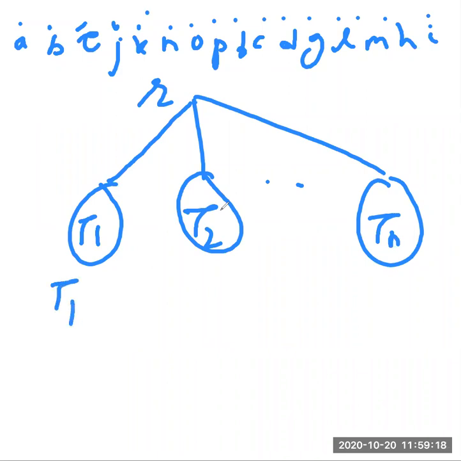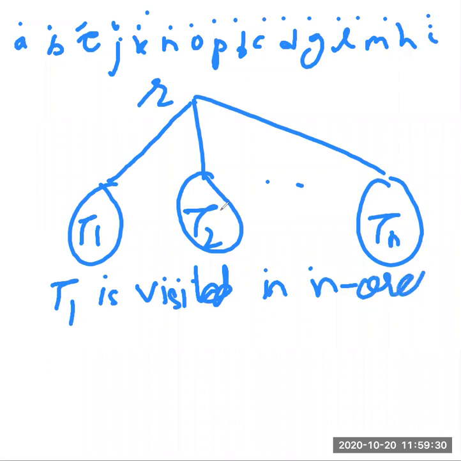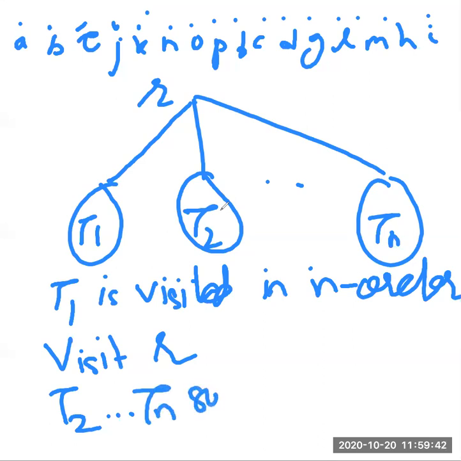T1 is visited in in-order. Then the next step is visit R, and then visit the T2 to Tn subtrees in in-order.